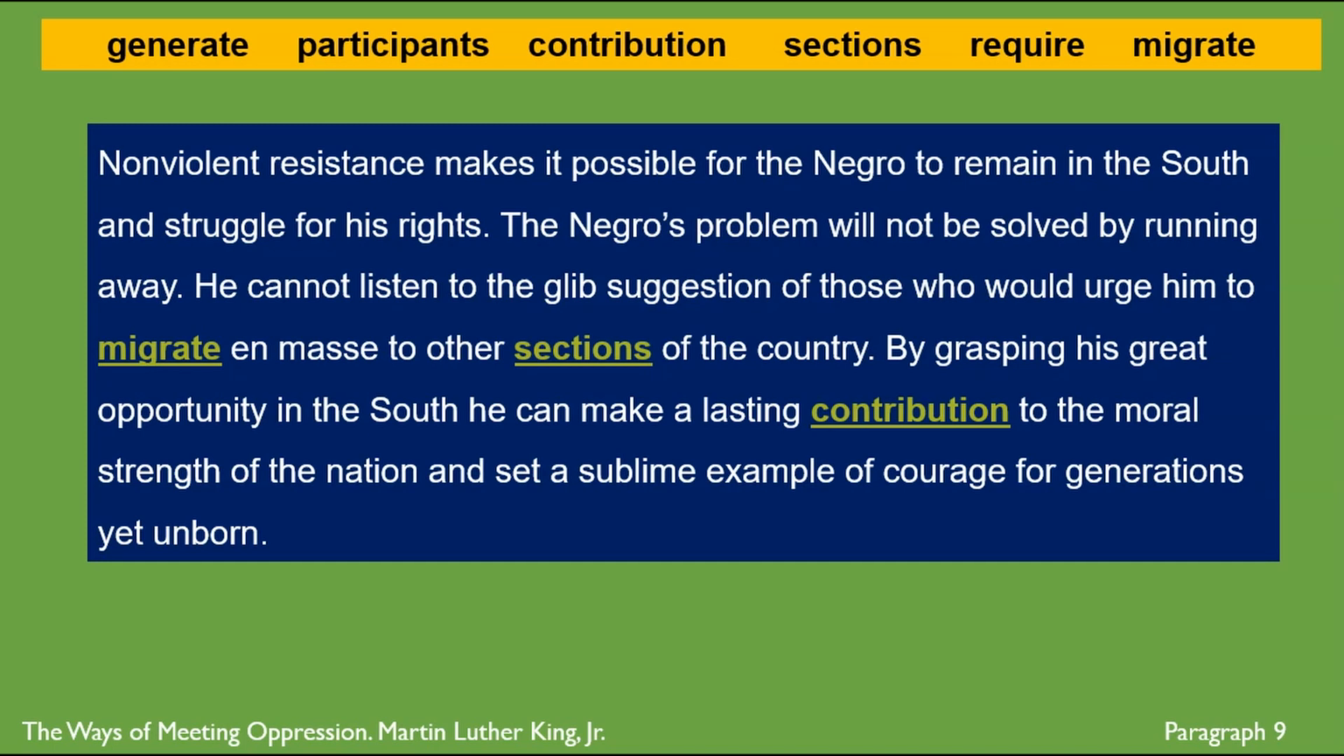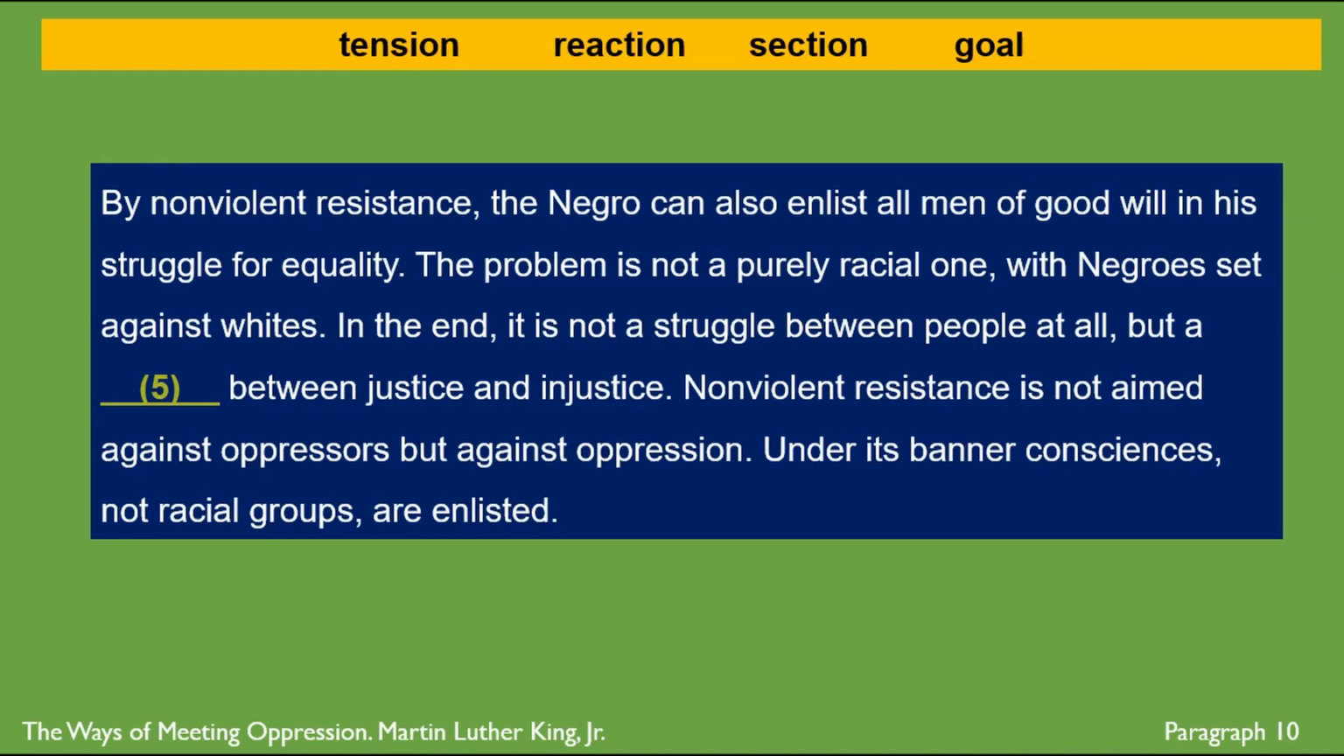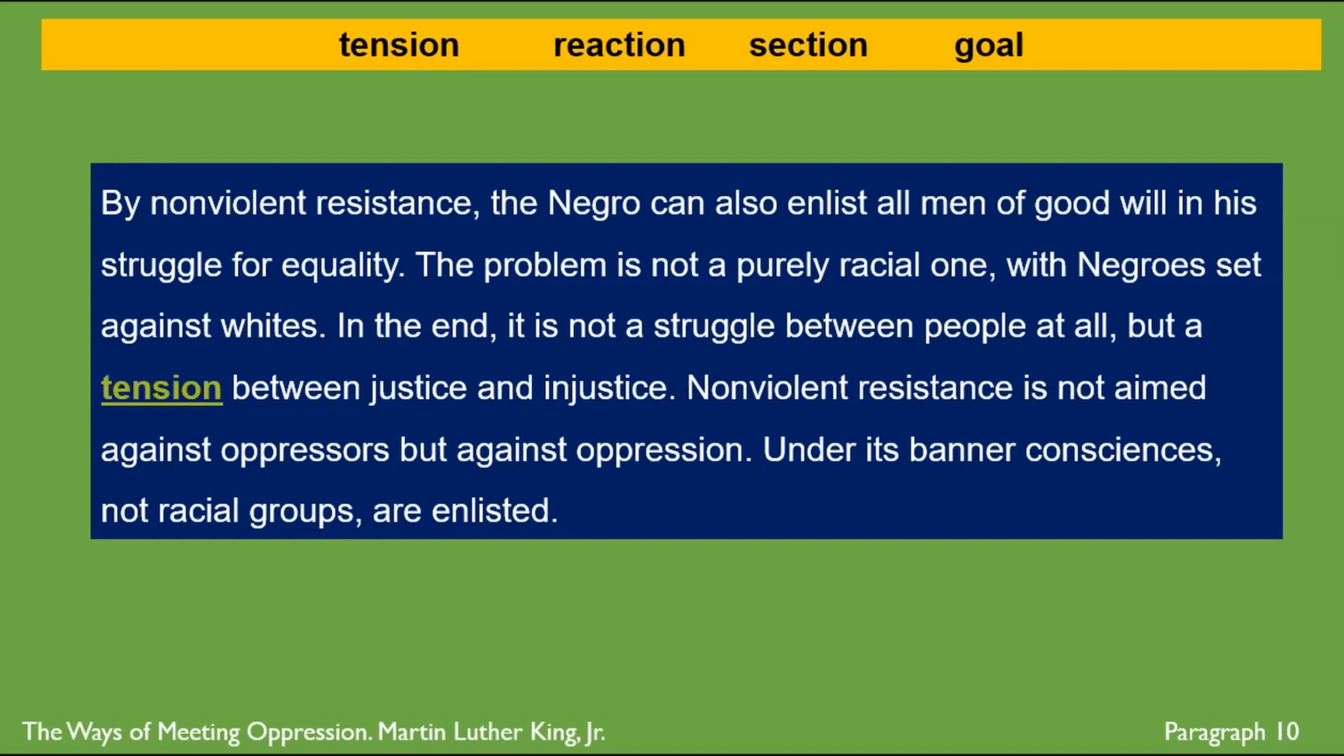Your choices are tension, reaction, section, goal. Pause the video and make your choice. In this one, the best answer is tension. We have a clue in this sentence with the word struggle. In the end, it is not a struggle between people at all, but a tension between justice and injustice. So tension comes from disagreement when you have two very different ideas. So tension is our best answer here.